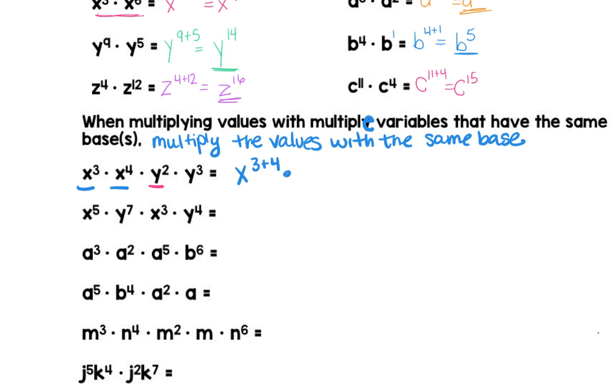times y to the 2nd power times y to the 3rd power is y to the 2 plus 3 power. That's going to give us x to the 7th times y to the 5th. And we are going to leave this like so, because now we have bases that are not the same. We can't go any further. Go ahead and try the rest of the practice problems on your own.